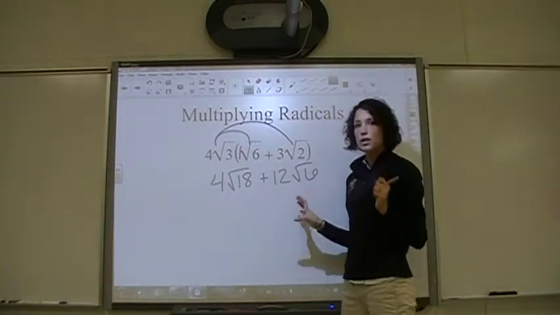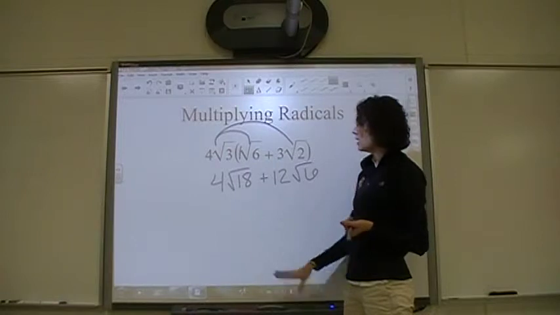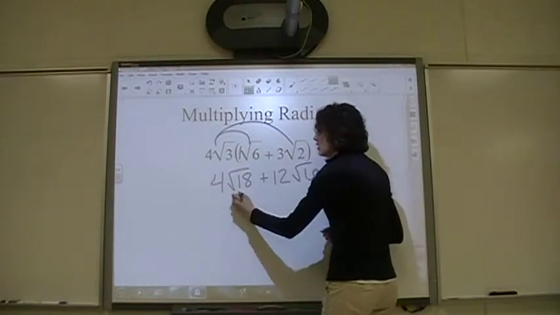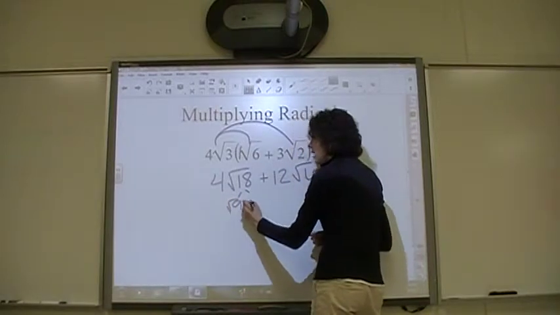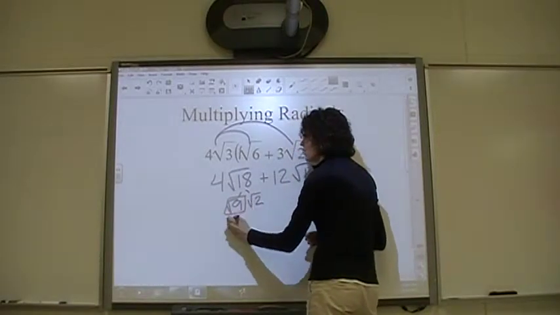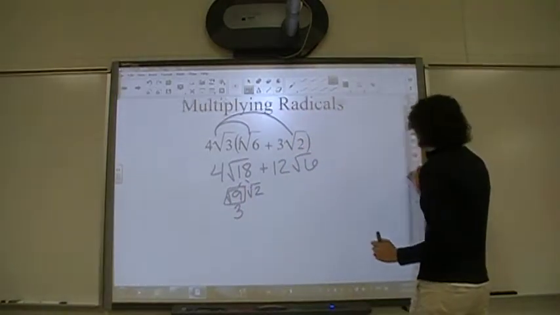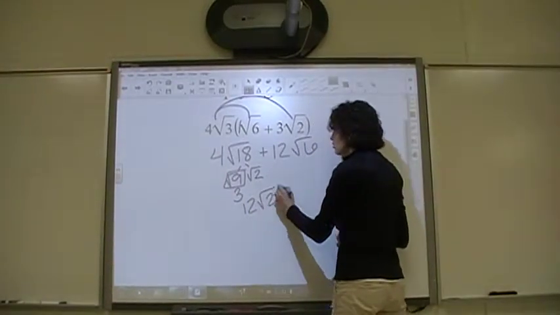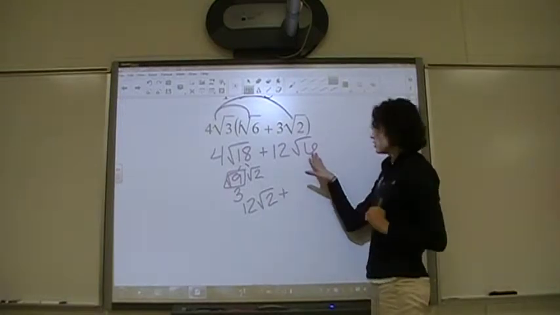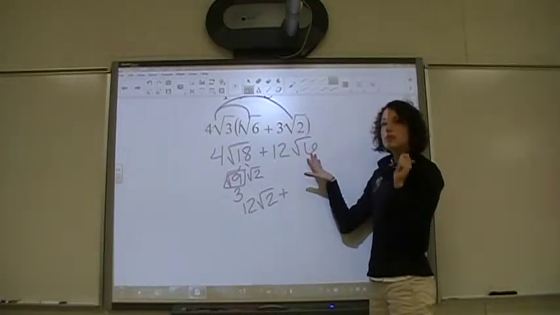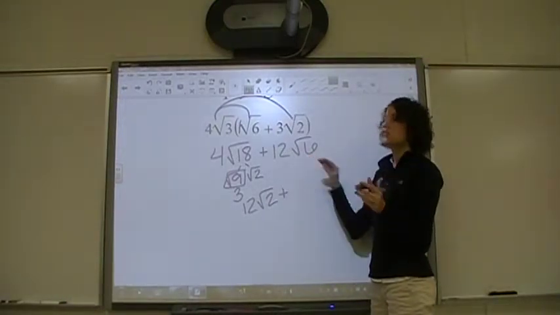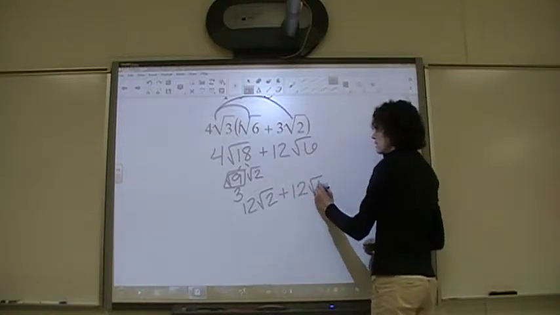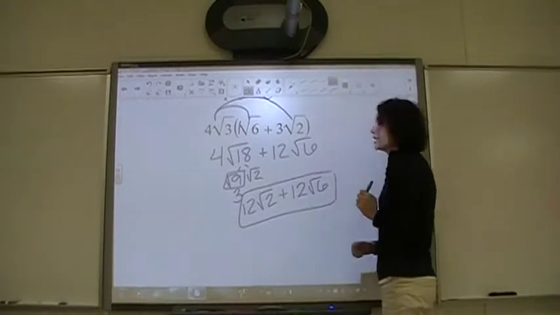Now again, you have to check to make sure that you have it completely simplified. Is there a perfect square in 18? Yes, 9. So you have radical 9, radical 2. Square off 9, you get 3. So really, we have 4 times 3, which is going to give me 12 radical 2, plus, if you look at this, radical 6. You do not have a perfect square in radical 6, so it stays the same.